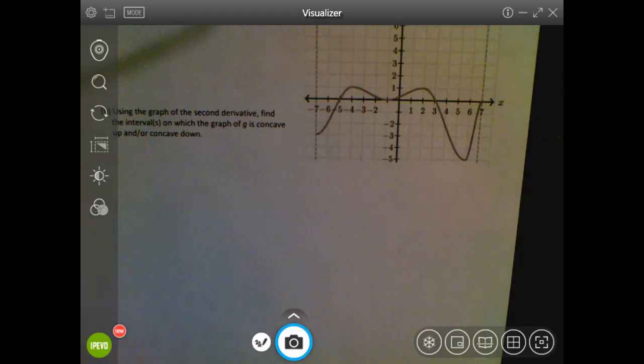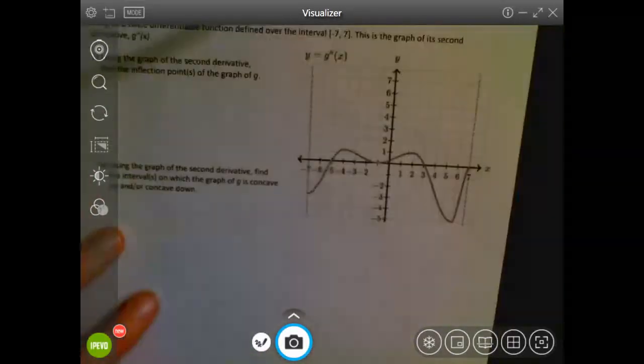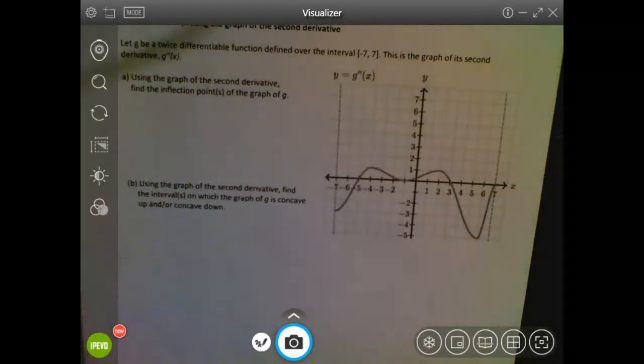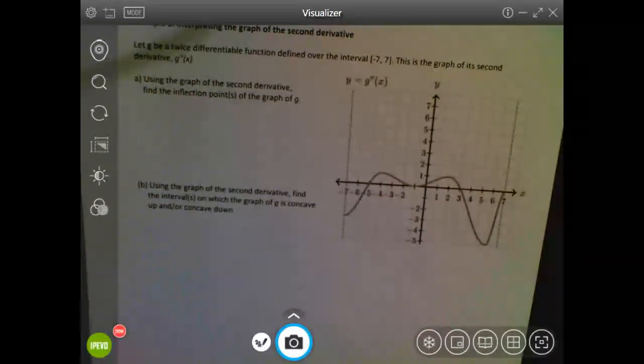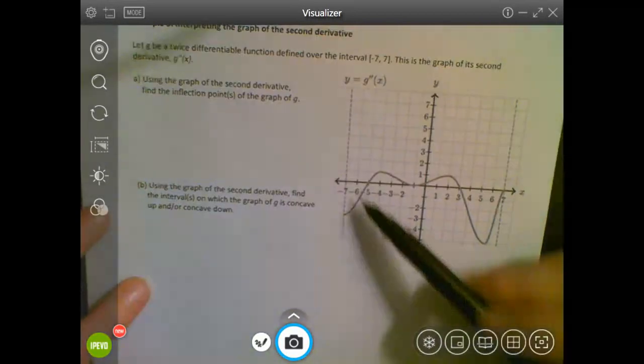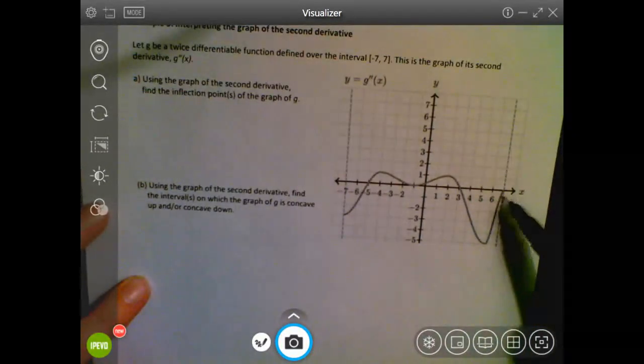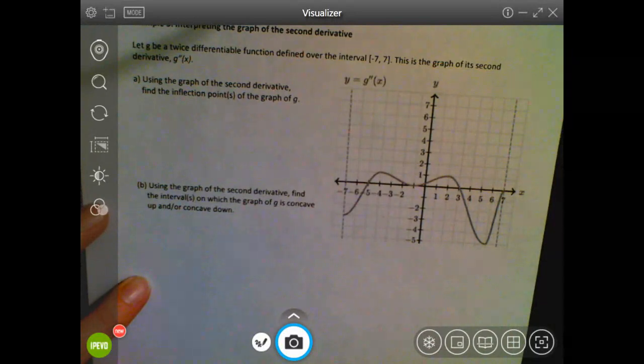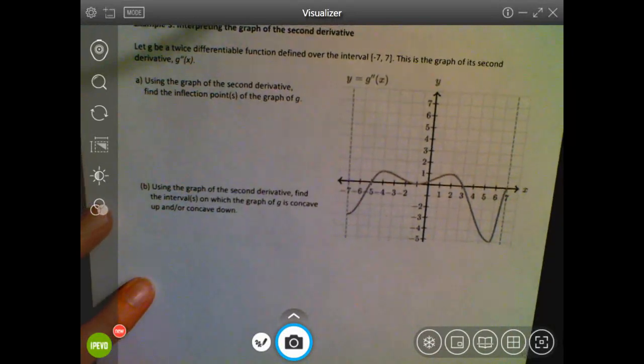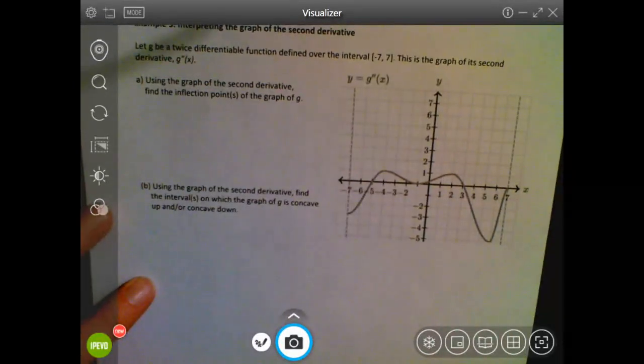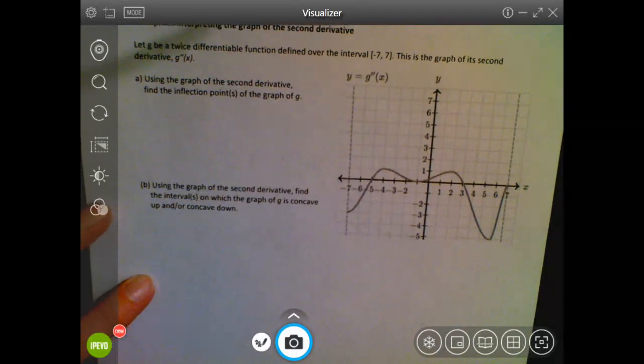All right, so let's put this all together and say, what if I have a graph, but now we're talking about the graph of the second derivative? Before we looked at a graph of the first derivative. So now we're talking about the graph of the second derivative. This is the second derivative of g, and we're working on the domain from -7 to +7. What I want to do is ask, how do I identify inflection points? How do I identify intervals of concavity using a second derivative?